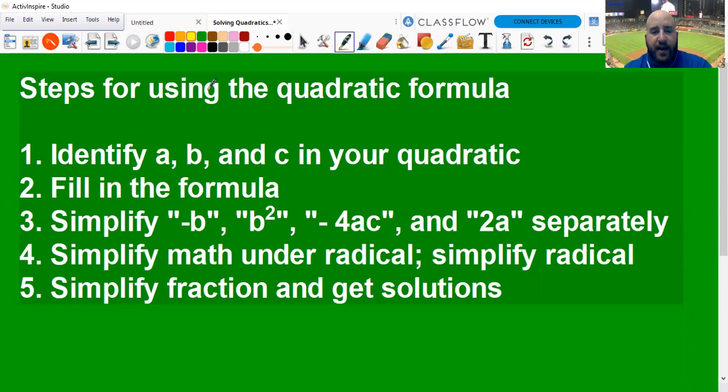Your two numbers under the radical, you've got to combine those and then simplify the radical. We'll simplify the radical in the last couple methods. Then, depending on whatever you're left with at that point, simplify your remaining fraction and get solutions. You're not always going to do that, and it has two or three different meanings, but we'll see some examples when we get there.